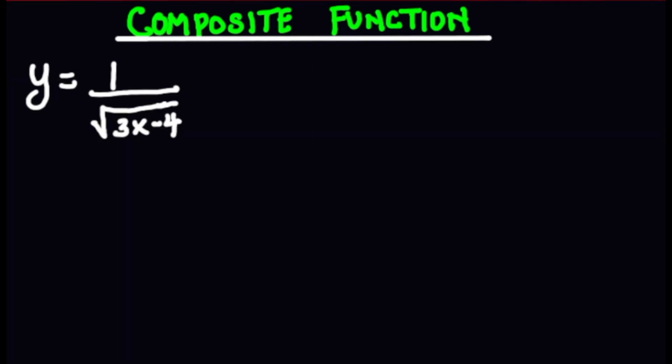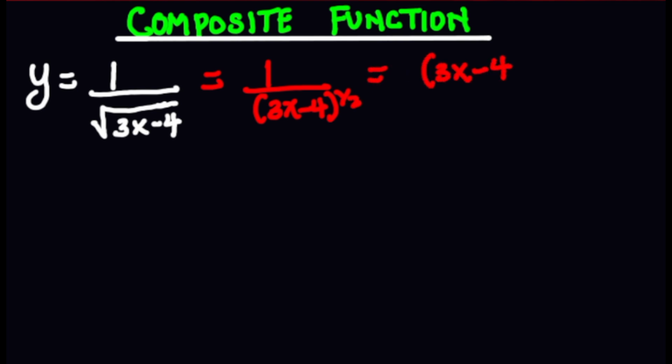Now, let's take a look at this question I'm having here. We are given y equals 1 divided by root of 3x minus 4. So agree with me, I can rewrite the expression as 1 divided by 3x minus 4 raised to the power of 1 over 2. And at the same time, I can write it as 3x minus 4 raised to the power of minus 1 over 2.